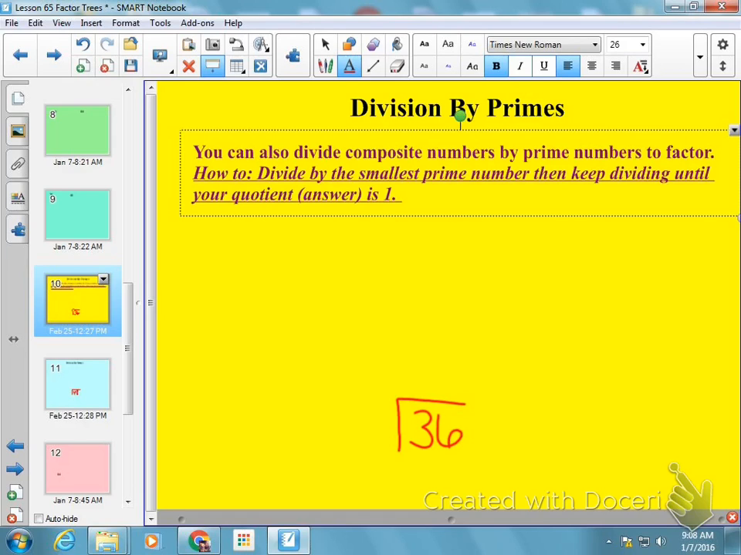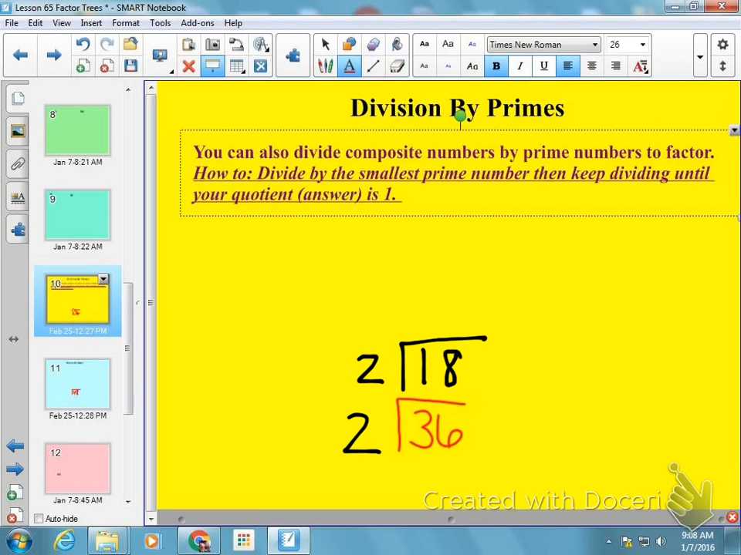Well, 1 is not prime, so 2 is a prime number. Will 2 go into 36? Yes, it will. So how many times will 2 go into 36? 2 will go into 36 18 times. Now I'm going to ask myself, what's the smallest prime number that will go into 18? Well, let me tell you, if it's an even number, 2 is your smallest prime number. So will 2 go into 18?